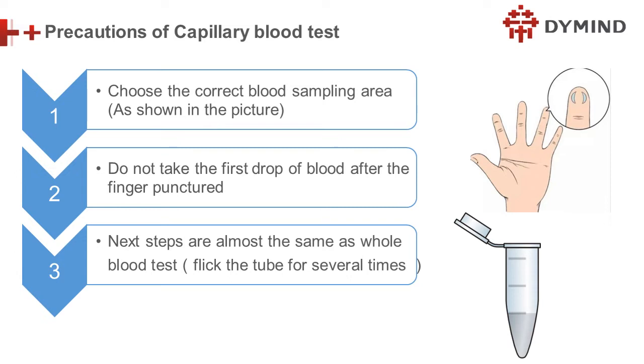Why? There might be some components in the first drop, some skin or some particles, so we have to remove it with the cotton stick. So after we remove the first drop, we can do the pressing. We can press the finger and use the glass tube to collect the capillary blood.